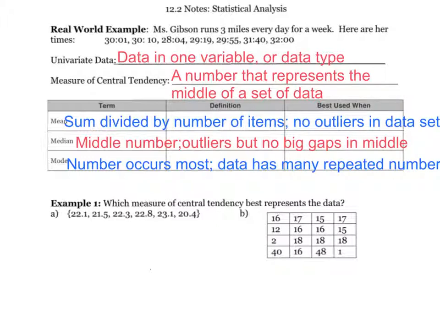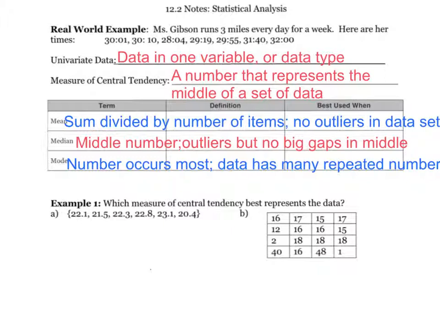So in the example below, we are going to figure out which measure of central tendency best represents the data and why. So it's going to be really important that we understand this best used when. Okay, so we want to look at the data and see which one it goes with. So in example A, we have 22.1, 21.5, 22.3, 22.8, 23.1, and 20.4. All of these numbers are pretty close together, and so there's not any outliers going on.